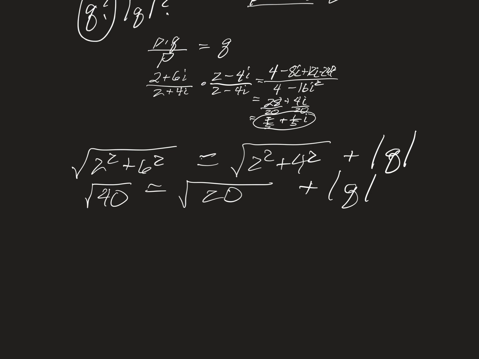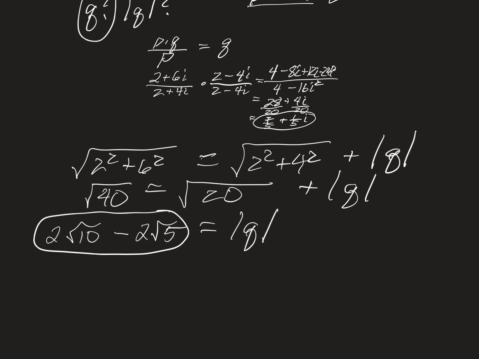And this would be square root of 40 minus square root of 20. And the square root of 40 is actually 2 times the square root of 10. Is that right? 4 times 10. And subtract then 2 times the square root of 5, and that will equal the modulus of Q. So this would be your answer for the modulus of Q.